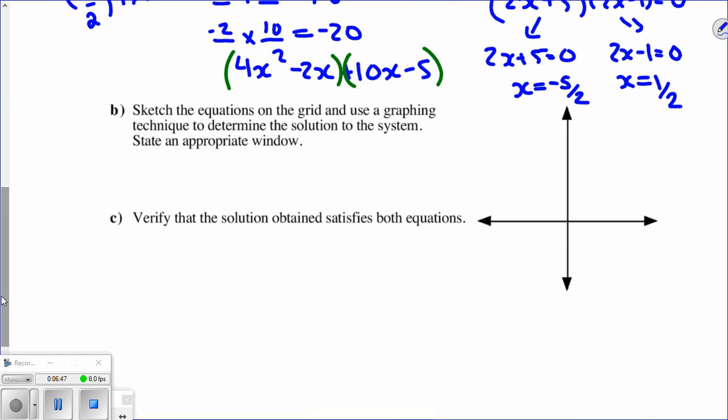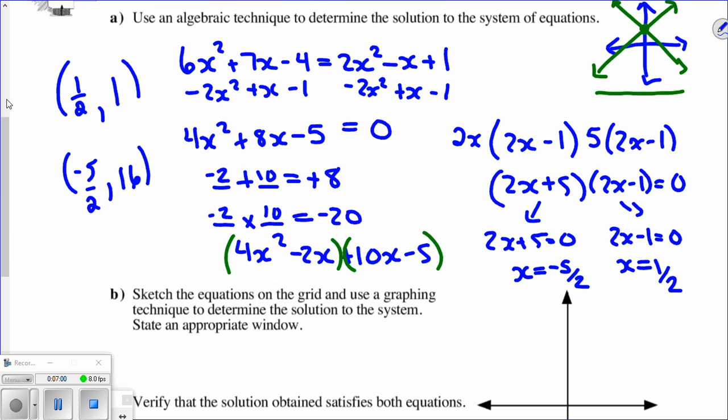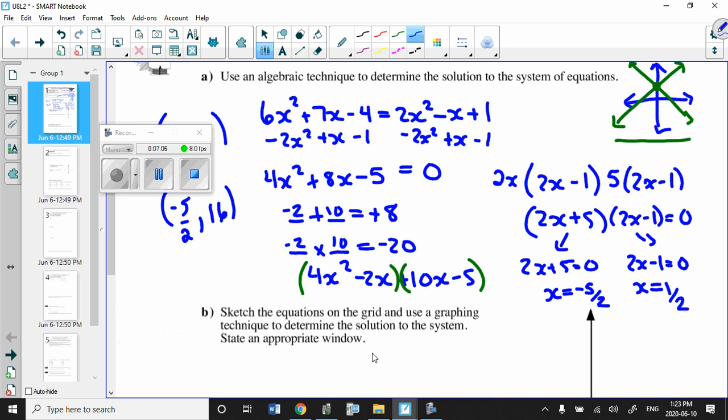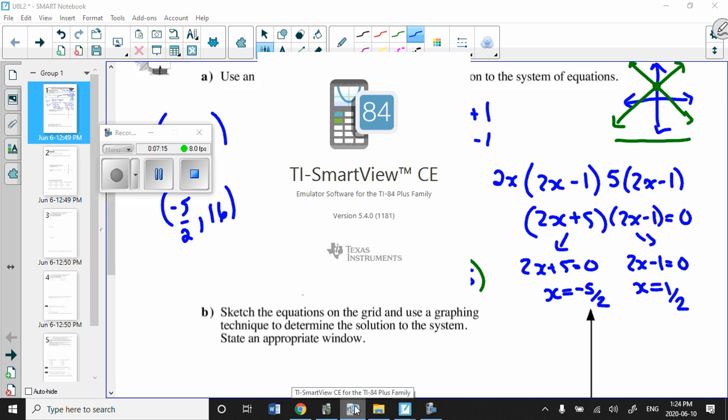Now B is saying, let's sketch it and see if we are right. So let's sketch the system of equations on the grid and determine the solution, and we're supposed to state an appropriate window. So in order to do this, I think what I will do is open my graphing calculator. So I'm just going to move my screen around here. And wait for it to open because I didn't already have it open. Whoops.